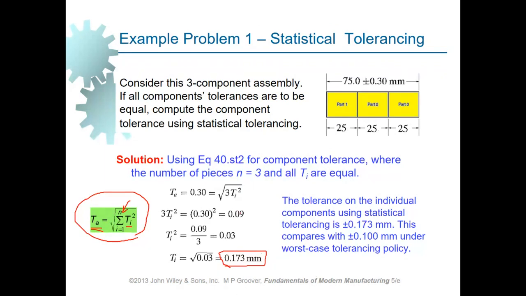So those parts that should have been scrapped, if they are out of the tolerance of 0.1, can still be used as long as they are within the range of plus and minus 0.173.